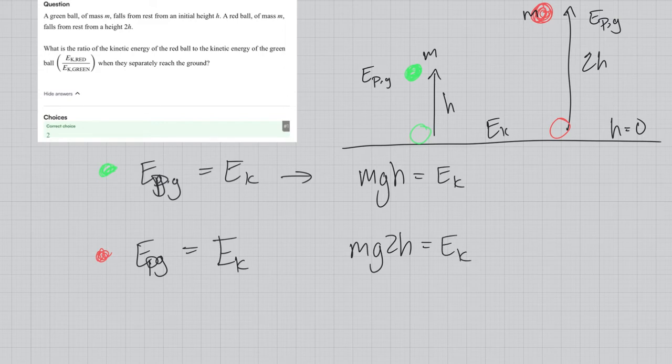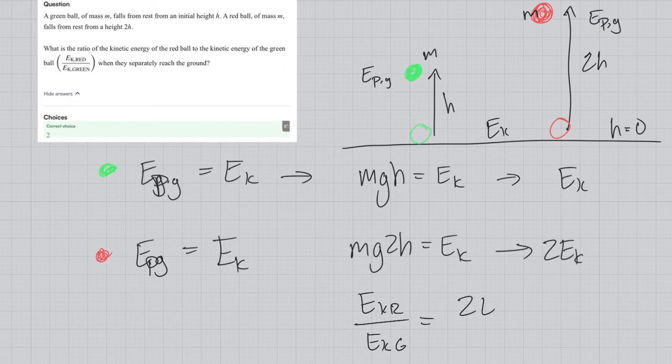So if we see this, then essentially if energy kinetic is E for the green, the red is going to have 2E because it starts from twice that height. So if we're looking at the ratio, energy kinetic red divided by energy kinetic of the green, what we're going to get is 2 energy kinetic divided by energy kinetic. Those cancel out, and we simply get a ratio of 2/1, or 2.